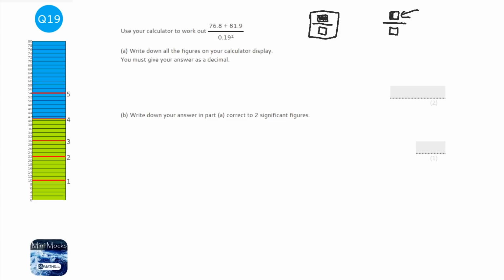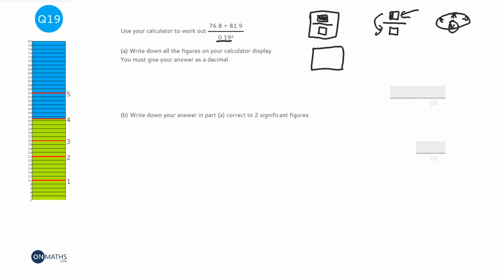76.8 plus 81.9. Okay, and so to shift downwards on the Casio calculators, there's a sort of cursor stick, a direction button thing. It's the big blue button beneath the screen on most of the calculators, and you just push down to go to the denominator of the fraction. And then we need to fill in this bit here, so 0.19, and then to get the squared button, it's on like that. So you just press that, and it looks exactly as it does in the question on the screen, so you know you've got it right.